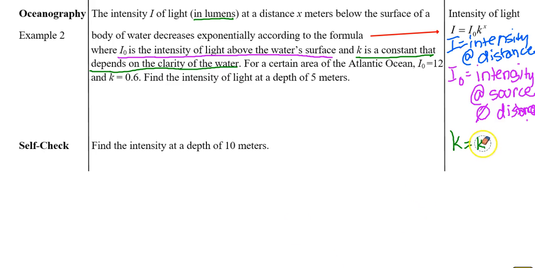So k is the clarity. I keep doing that. Clarity does not start with a k. The clarity of the H2O, or whatever the light is traveling through. It's your constant, it's your base. So this is the base of your exponential. And then x is your distance from the source.